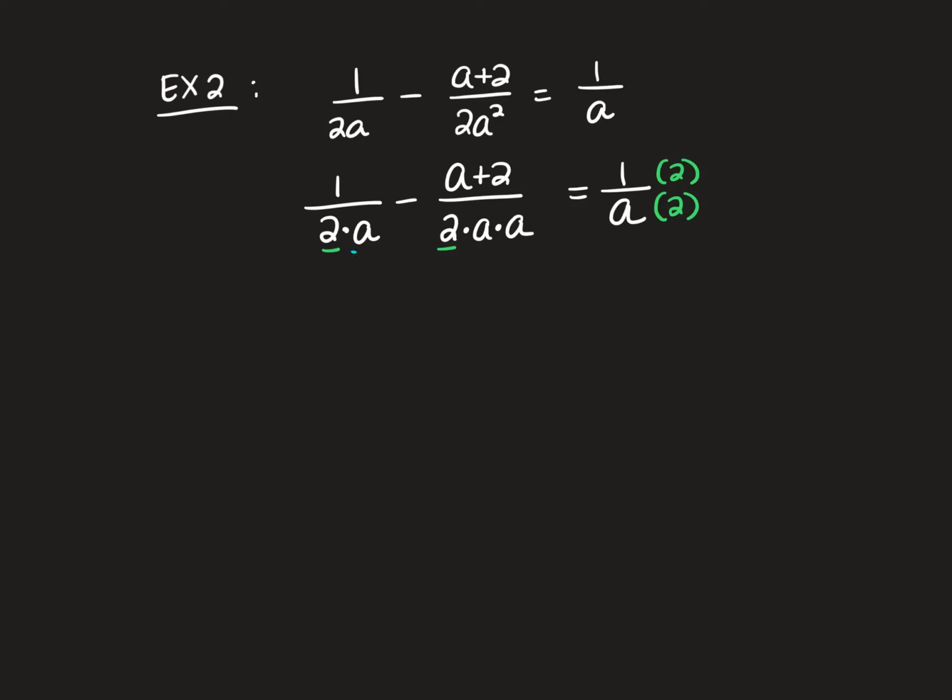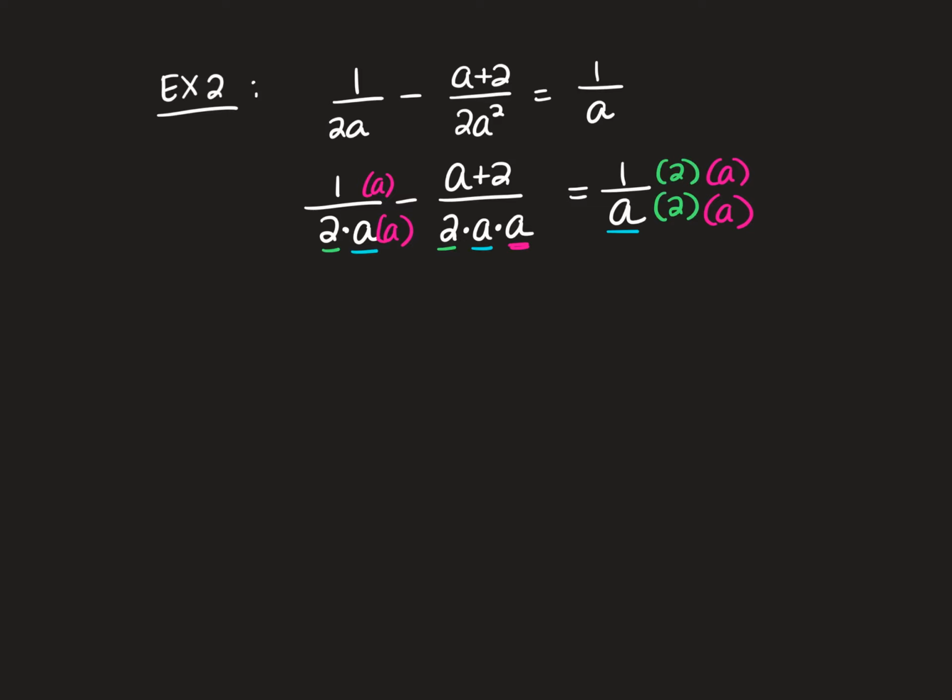I notice in all three, I have an a as a factor. But what I need is to pay attention to this second a in that middle fraction. Since I don't have a as a second factor in that first fraction or in the third fraction, I'm going to multiply by a. Now, if I look across all of my denominators, they all have 2 times a times a. Granted, they're not all written in the same order, but that's not that important.